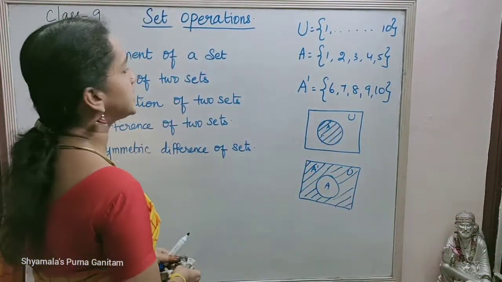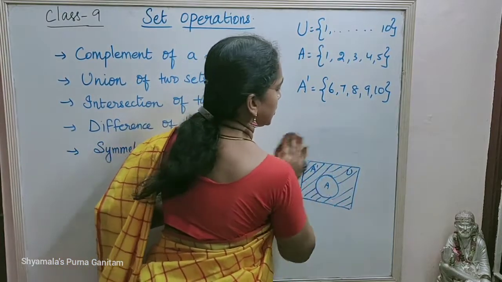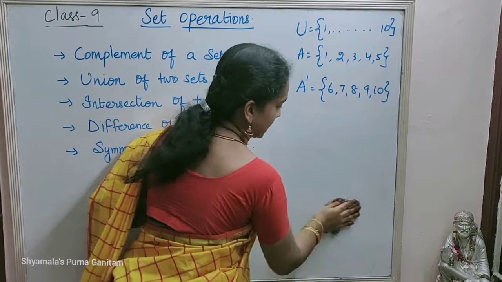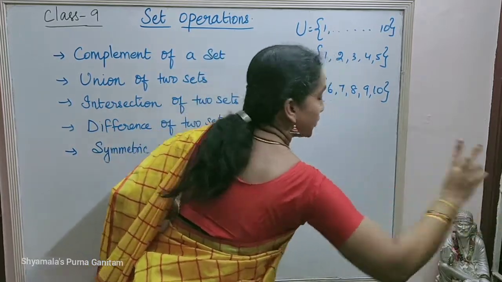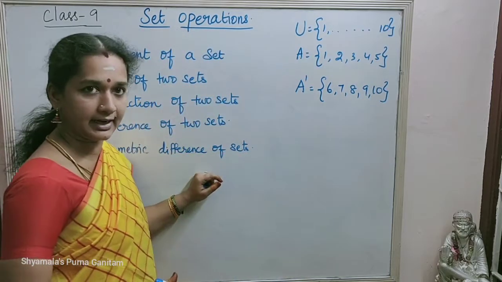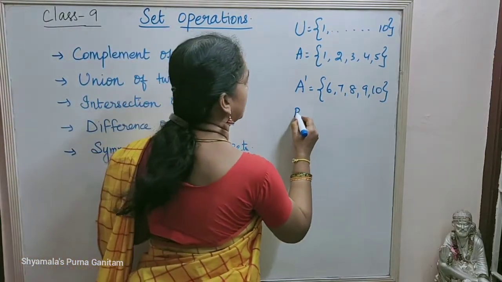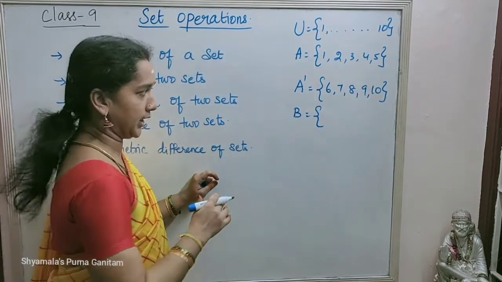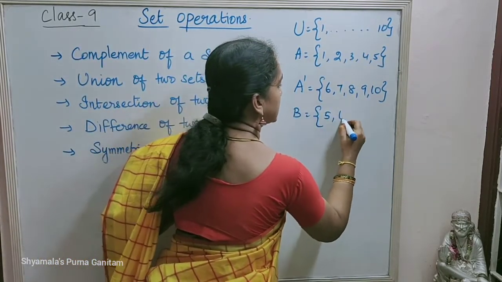Then the next one is the union of sets. Union of sets is very simple. When you combine the elements of two sets, for suppose A is 1, 2, 3, 4, 5 and B is 5, 6, 7.